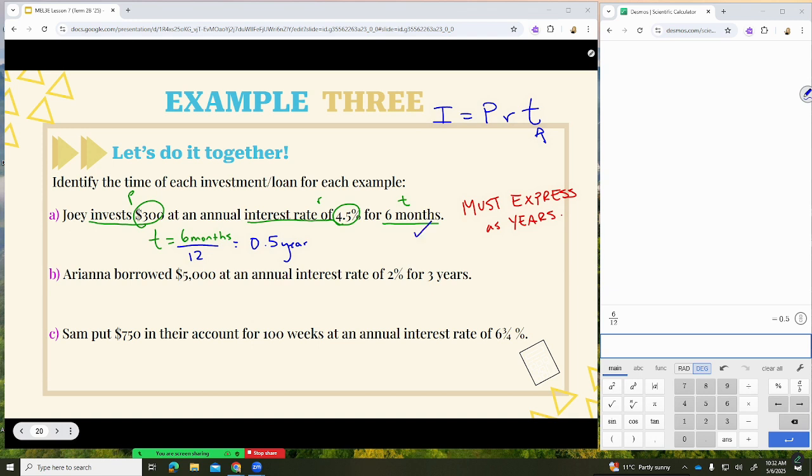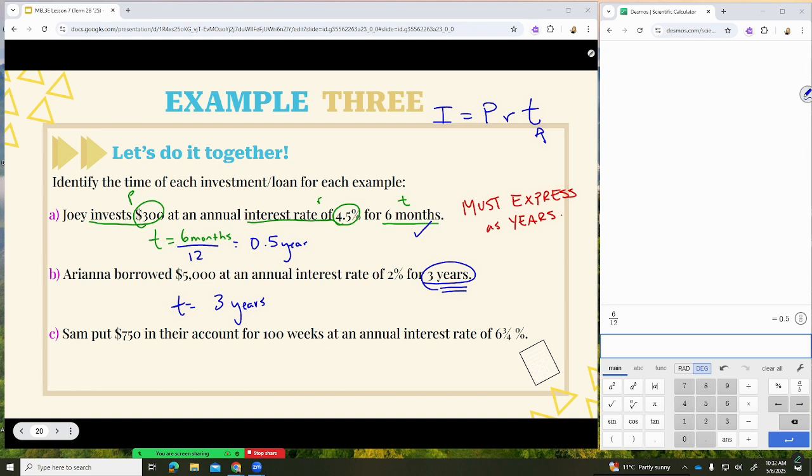Anna borrowed $5,000 at an annual interest rate of 2% for 3 years. T equals 3 years. Do we have to do anything to it? No, because it's already expressed in years, so we get to just leave it. That's an easy one. T equals 3 years.